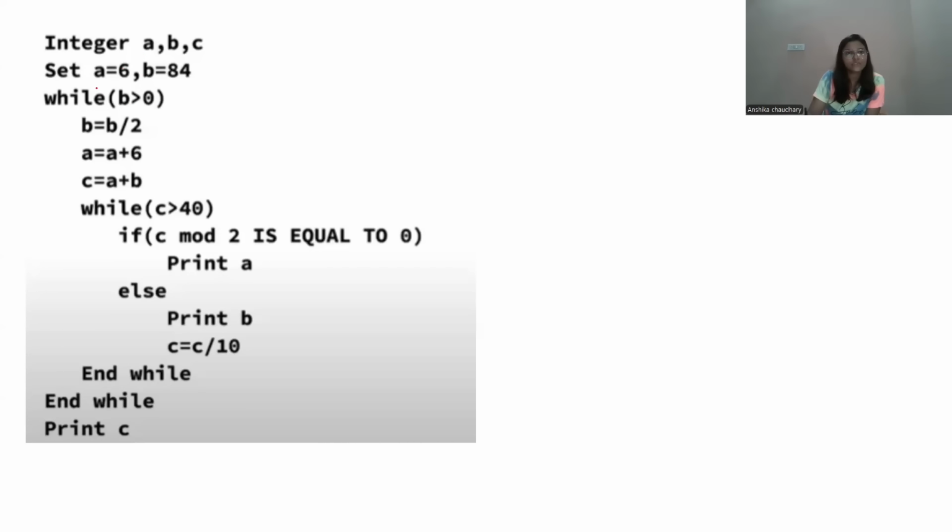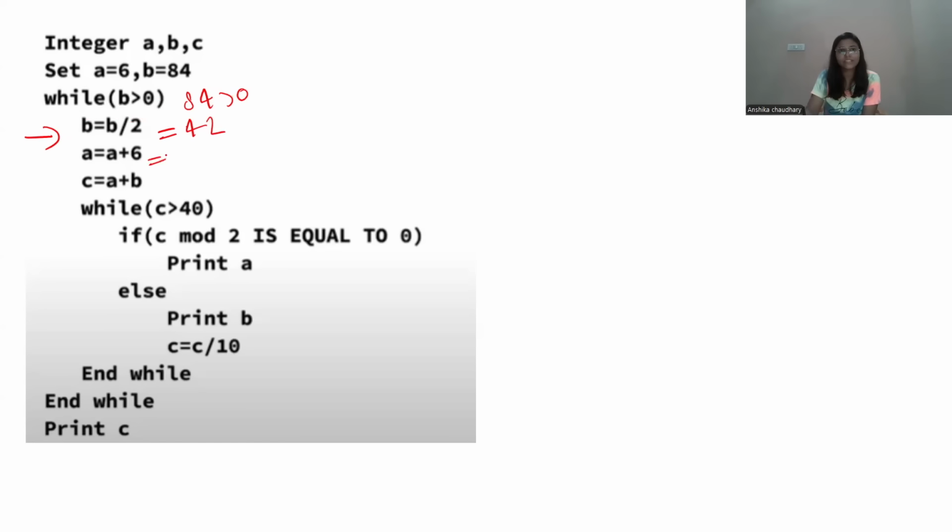Okay. So first of all, while b is greater than 0, so 84 is greater than 0. Yes, the condition is true. We will update the value of b to b by 2. That means 84 by 2. So it will become 2 4 the 8, 2 2 the 4. Okay, so 42. So b value is now 42.